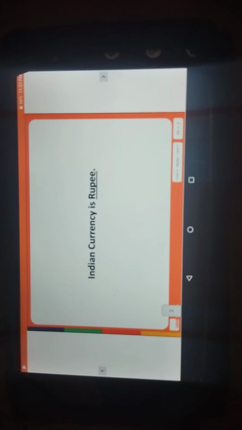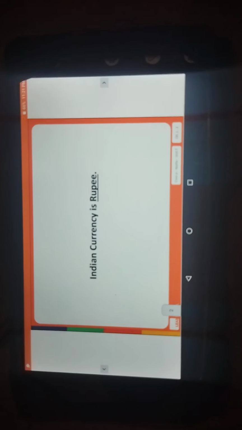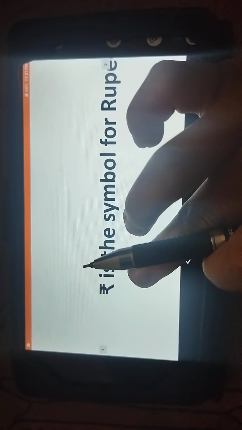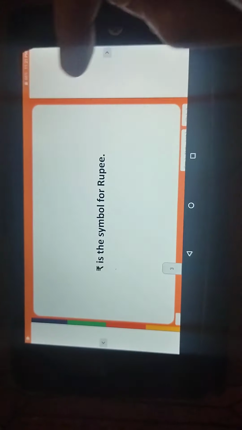So Indian currency is rupees. What is the Indian currency? Indian currency is rupees. Now this is the symbol of rupees.